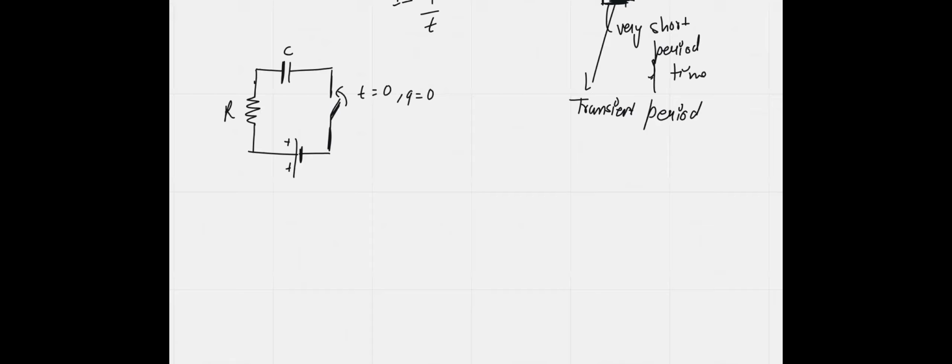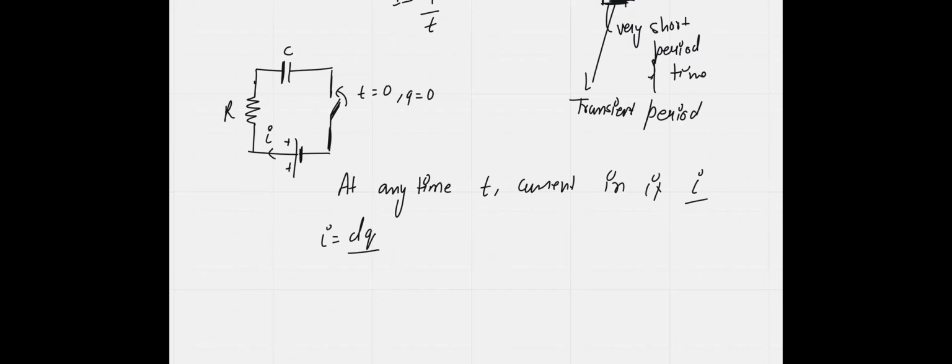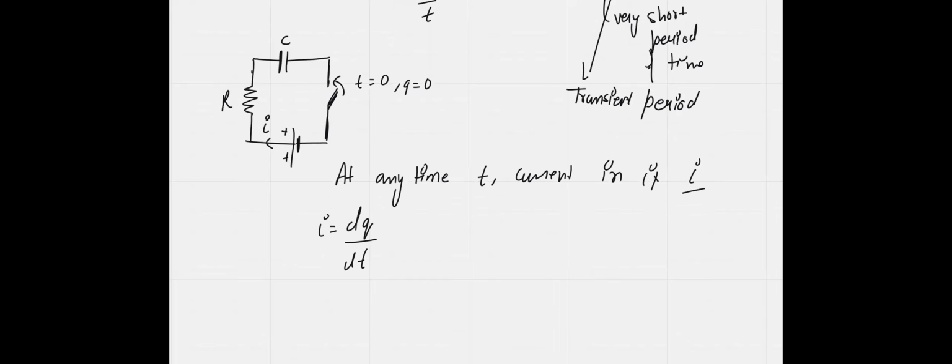At a very short period of time, at any time t, the current in the circuit is I. This is at any random time. If I ask you to create a circuit equation out of it, I is nothing but the change of charge divided by time, right? Because positive is here, the charge accumulation will be on this side.